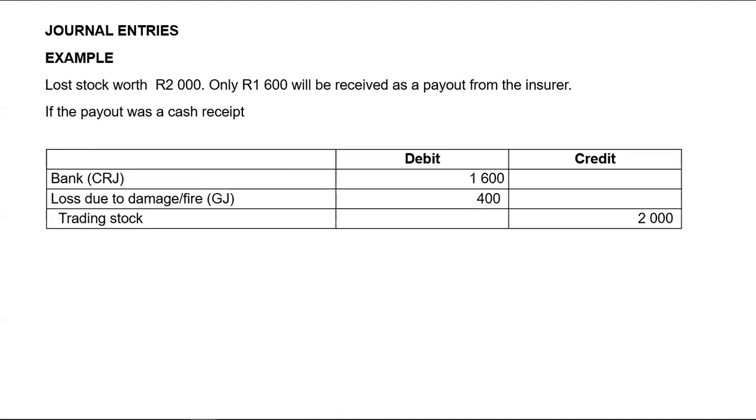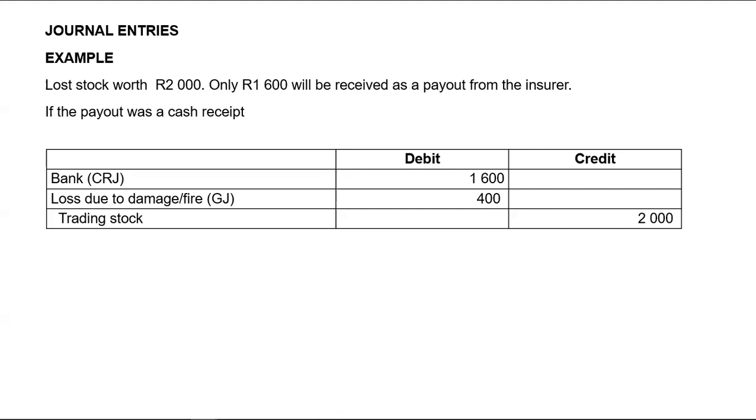But we have to recognize loss due to damage or fire or theft, and that will be 400, because we will never get that 400 back. That's why it's a loss. It's a loss that results from us losing our stock. Trading stock will still decrease by 2,000 because we have lost stock worth 2,000, but we're going to get 1,600 of the stock lost as cash. But the 400, we will never get it back. That's why that is an expense, and it will go to the statement of profit or loss as such.